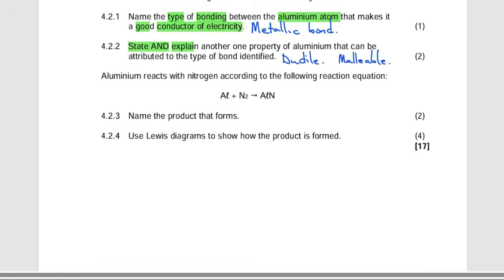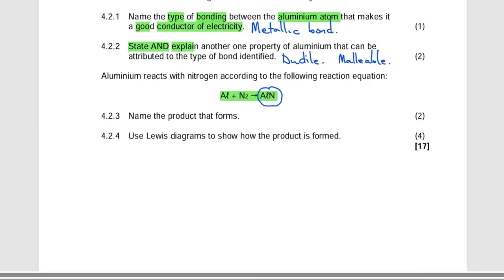Then after that, aluminum reacts with nitrogen according to the following reaction equation. We have Al plus N2 to give us AlN. Name the product that forms. The product that forms is AlN. So now we're asked to name the product that is actually formed.